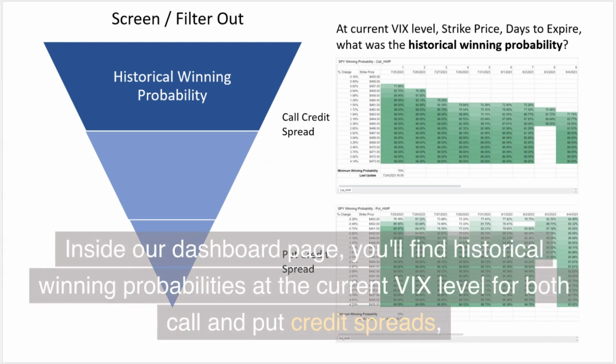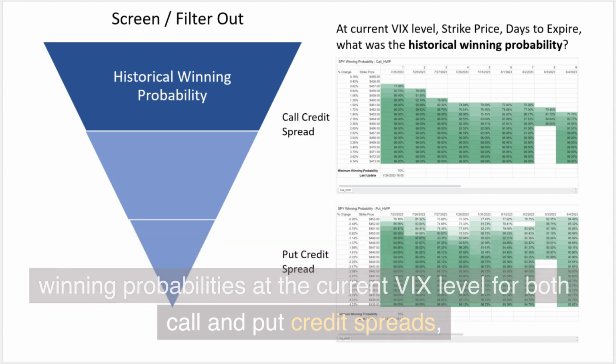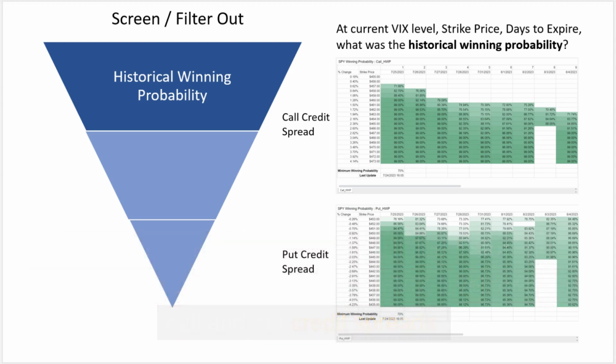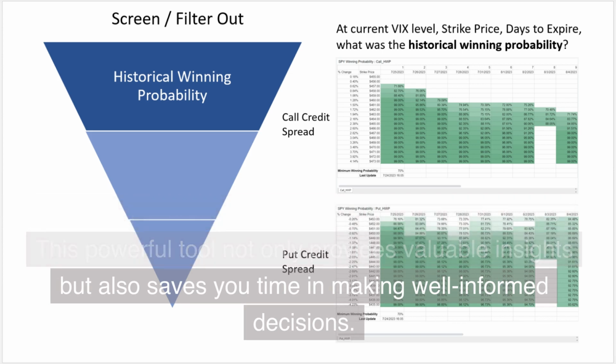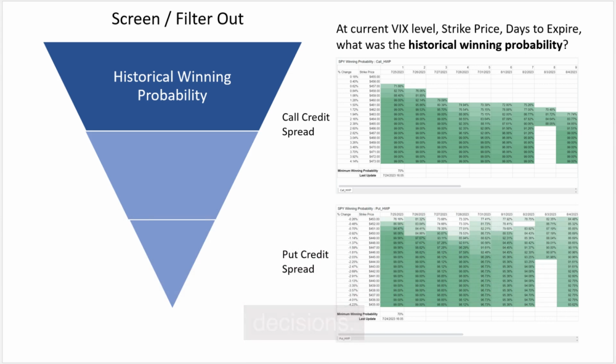Inside our dashboard page, you'll find historical winning probabilities at the current VIX level for both call and put credit spreads, covering various strike prices and expiration dates. This powerful tool not only provides valuable insights but also saves you time in making well-informed decisions.